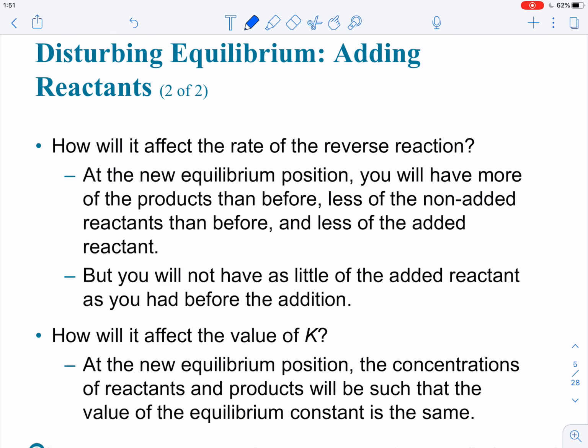Now, what happens to the value of K? You are changing the equilibrium position, you are changing the concentrations, but nothing happens to the value of K. Okay, why? Because you are adding a reactant. It could be if you add a product, it could be even if you take out reactant or take out product, the value of K will not change, because K pretty much depends on the temperature. As long as you keep the temperature constant, the value of K will not change.